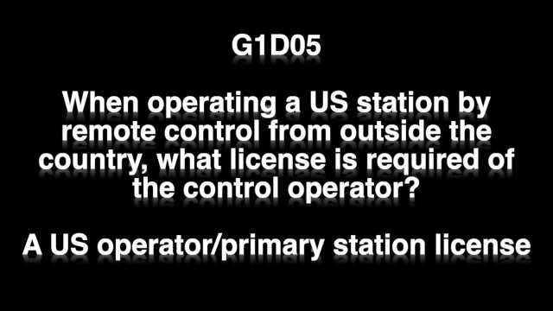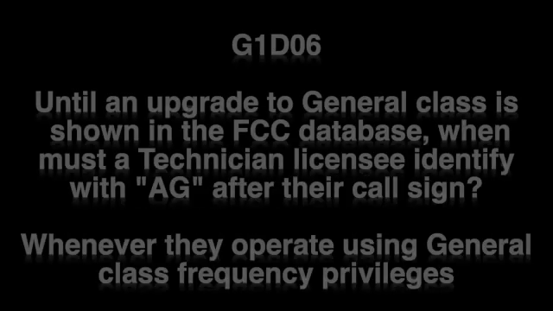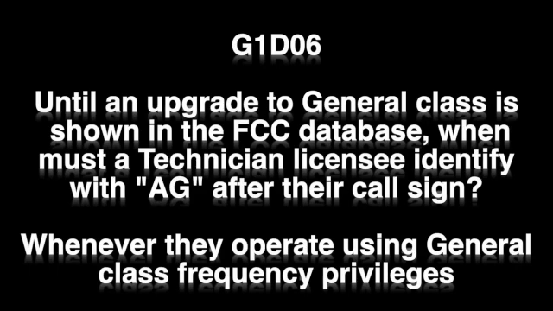G1D05. When operating a U.S. station by remote control from outside the country, what license is required of the control operator? A U.S. operator, primary station license. G1D06. Until an upgrade to general class is shown in the FCC database, when must a technician licensee identify with AG after their call sign? Whenever they operate using general class frequency privileges.